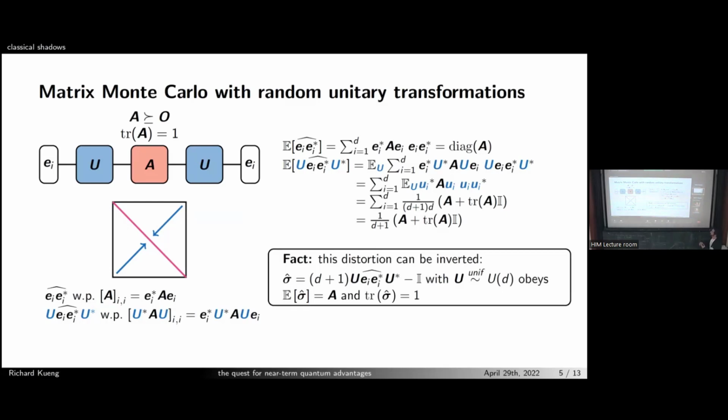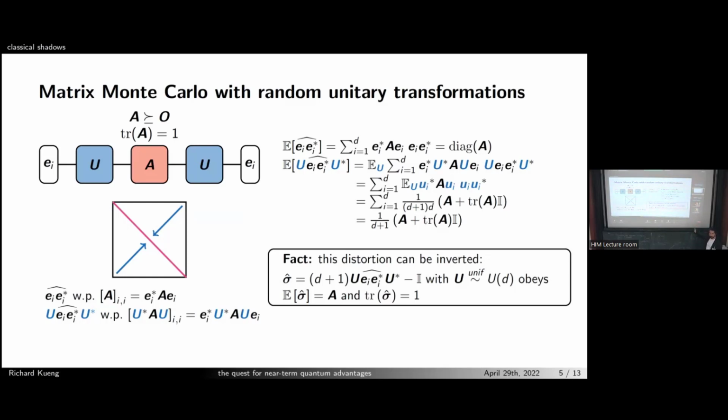If I do the same type of diagonal coordinate sampling after a random unitary rotation, and I get the outcome, I can build a Monte Carlo estimator by saying, okay, I look at this diagonal element, I have to remember that I have to rotate it because I randomly rotated it, and then I scale it up and subtract the identity matrix. This is now a Monte Carlo approximation technique that is unbiased in the sense that in expectation over all the randomness, I get the original matrix. And what's also nice is that this matrix is almost rank 1 and the trace is 1. This will be important later on.